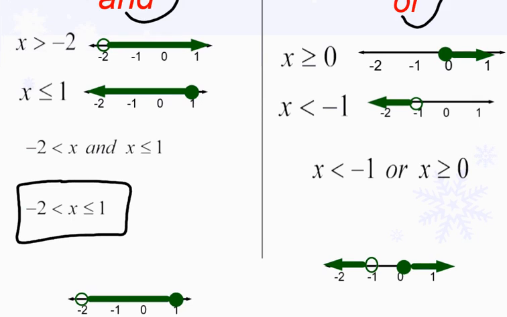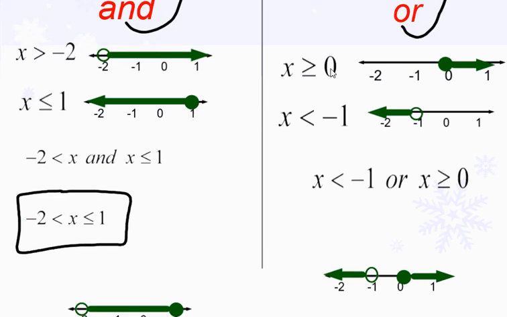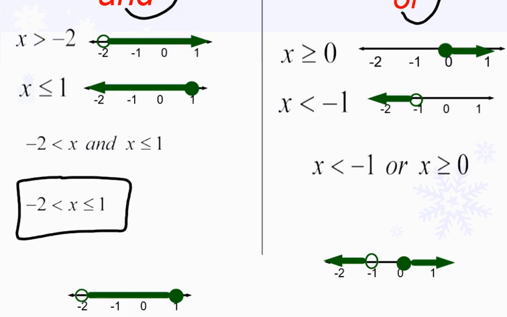If I have an or statement, I might be bigger than or equal to 0 or less than -1. These don't overlap, so these kind of shoot out either side. They remind me of like the lightsabers in the newer Star Wars films. So that would be an or statement.